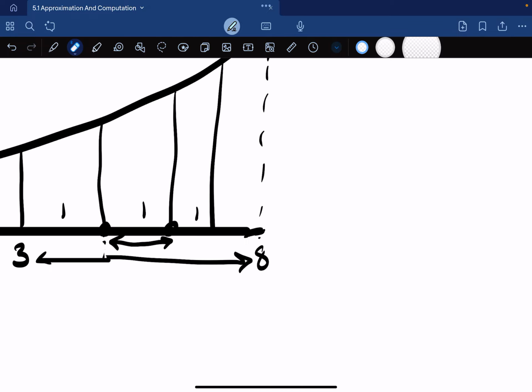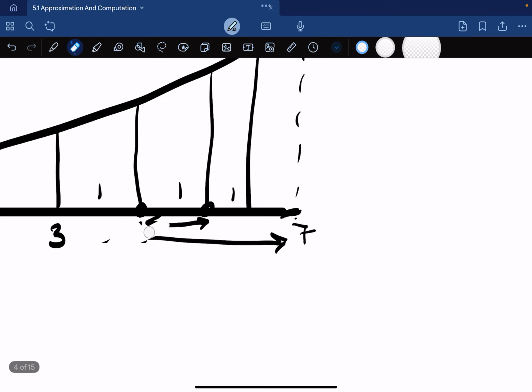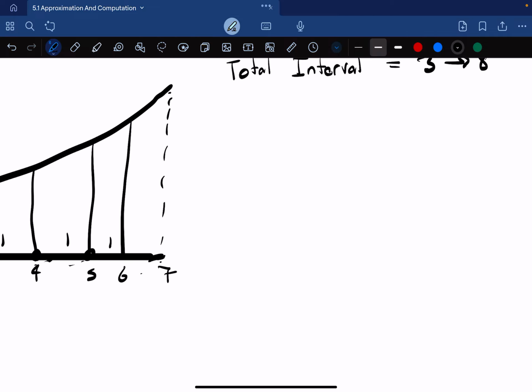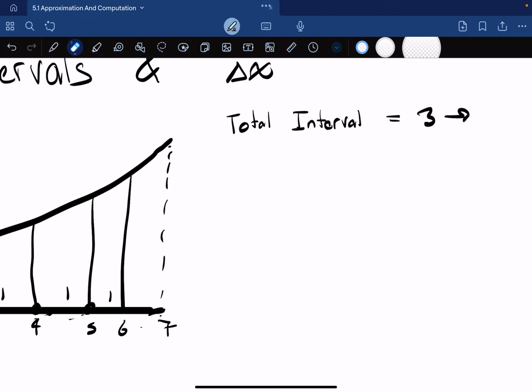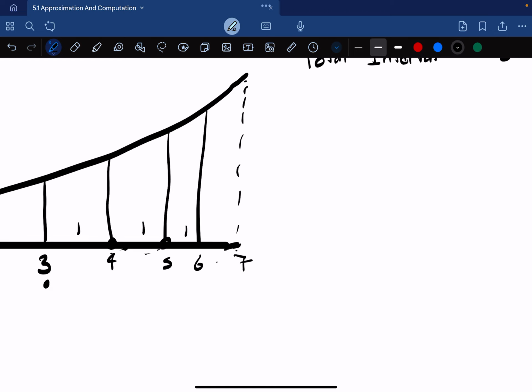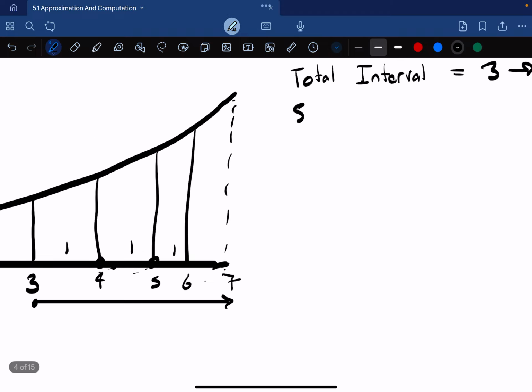Just for demonstration's sake, let's give each of these points numbers, just so this makes it a little easier for everybody to understand. This is 4, 5, and 6. Okay? So the total interval is from this point all the way to this point.